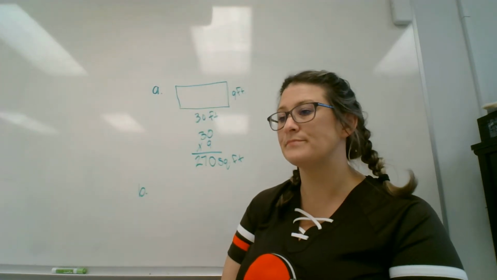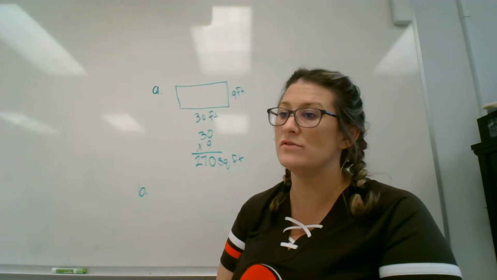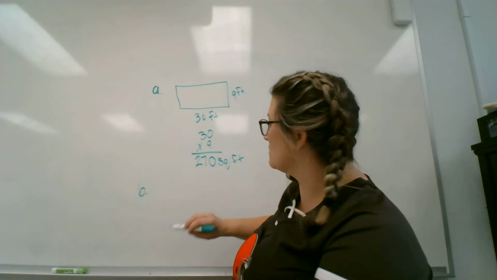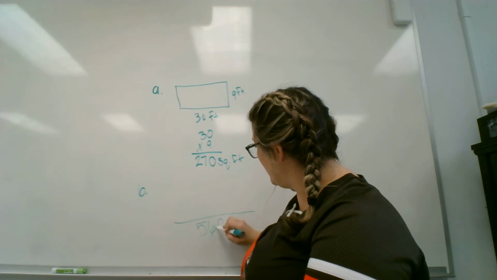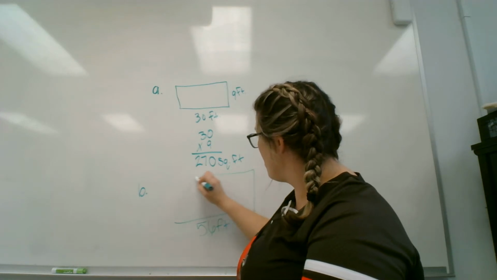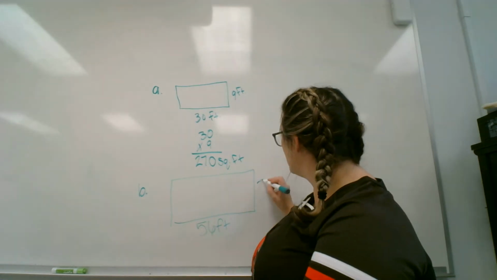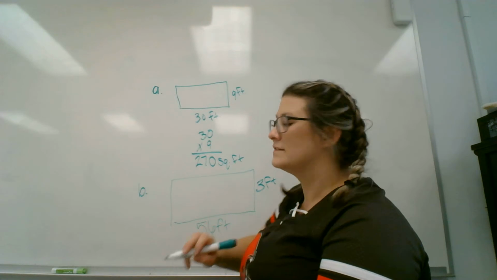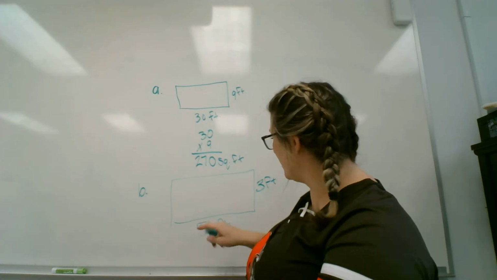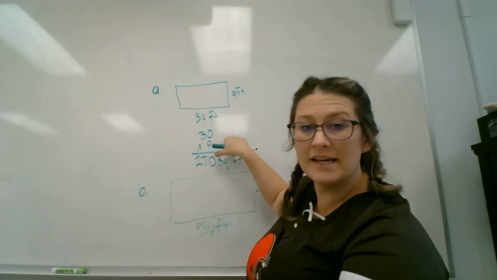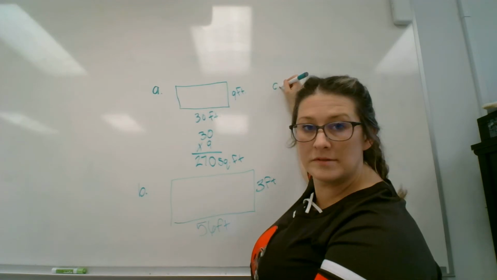Good, pretty easy. Let's go ahead and set up B and C, and then you are on your own to solve those. B: A sidewalk is 56 feet long, 56 feet, and 3 feet wide, 3 feet. What is the area of the sidewalk? You're going to rewrite your problem just like this, and make sure you have square feet at the end.